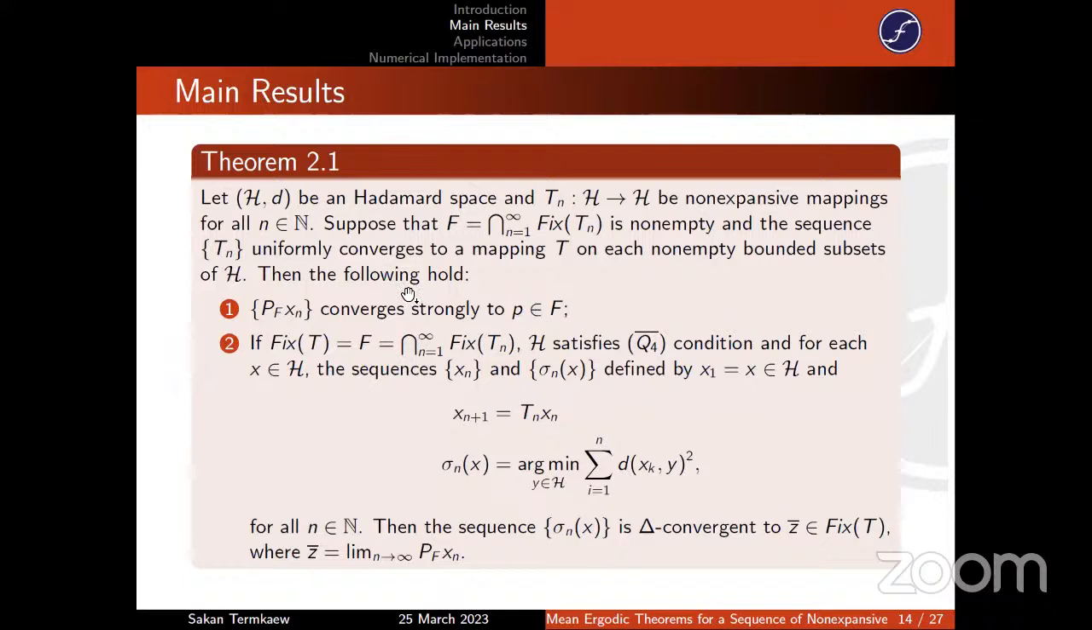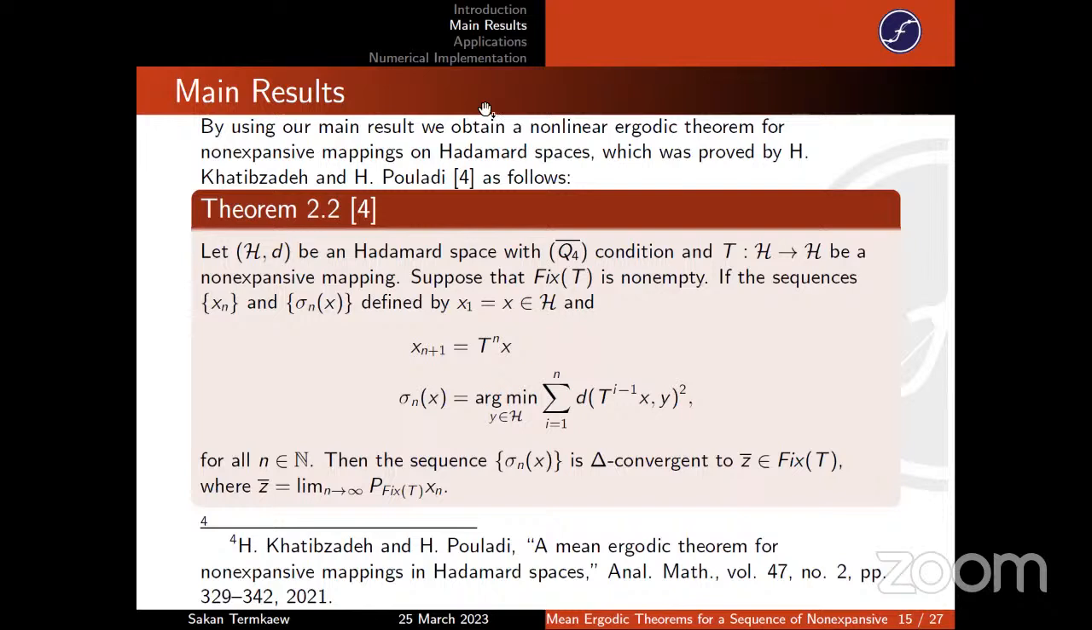In this theorem, we can call it the mean ergodic theorem for a sequence of non-expansive mappings. By using our previous main results, when we define Tn equal to T, a single non-expansive mapping, we will get Theorem 2.2, which is the standard non-expansive mapping result proved by Kartik-Sadeh and Balady in reference 4.